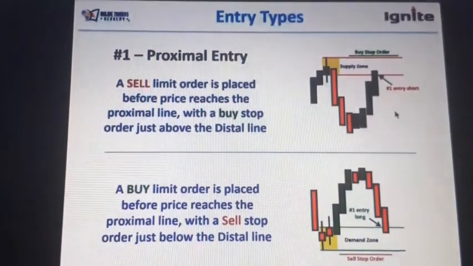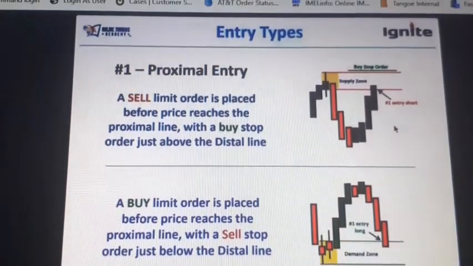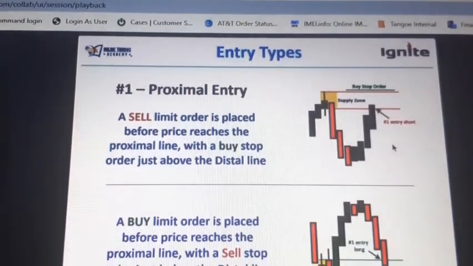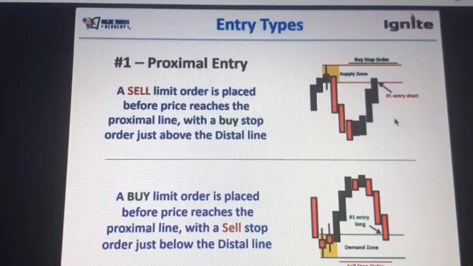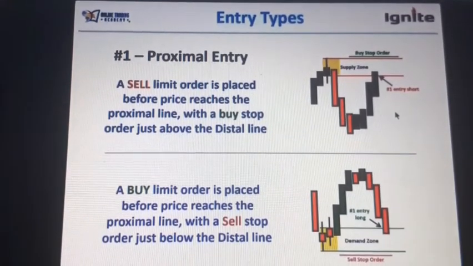So proximal entry is also called a type 1 entry. Remember, proximal entry and type 1 entry are synonyms.